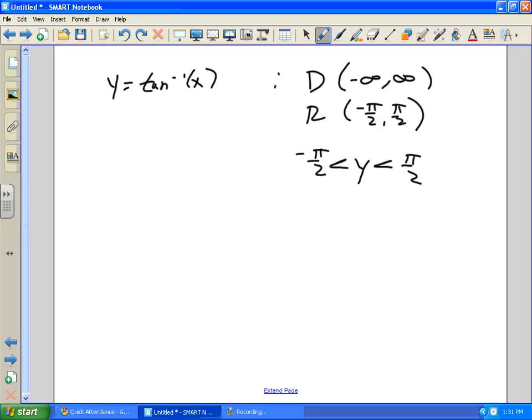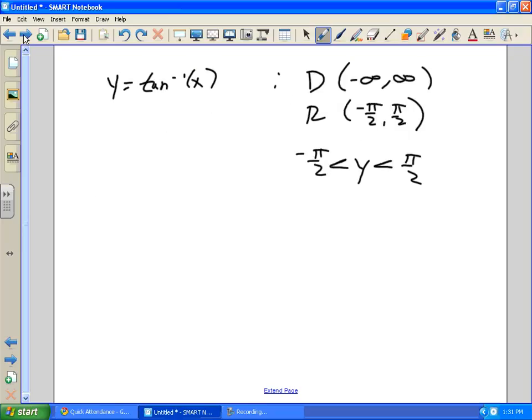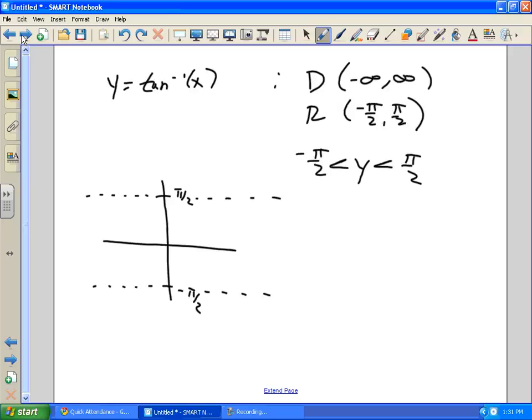So what does this graph look like? Well, everything's going to switch. Instead of having vertical asymptotes, we'll now have horizontal asymptotes. We'll have a horizontal asymptote at pi over 2, and another one at negative pi over 2. Look at the graph. See how it's concave down and increasing? Over here, it's going to be concave up and increasing, and then it will be concave down and increasing. So there is the inverse tangent.